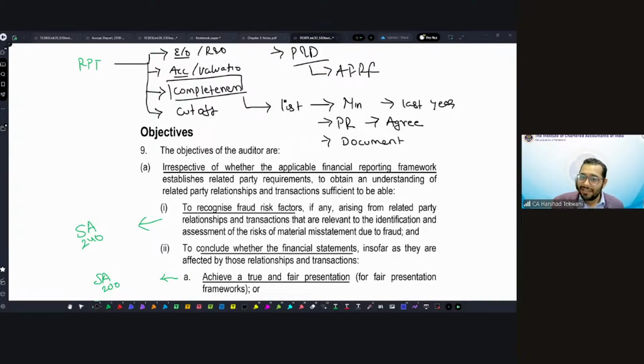Now, once you test the control, okay, there is a control. Is this being performed or not? Fine, performed. But still here, I have a very high risk of fraud. So that's why my substantive testing will be high. I will check all these things to make sure that I am not missing any related party which is not disclosed to me.